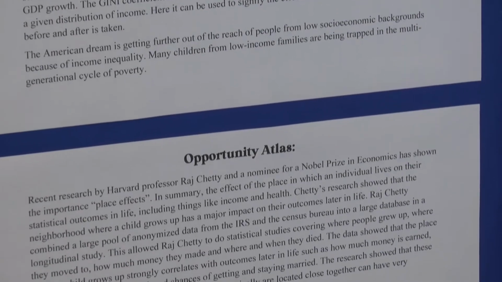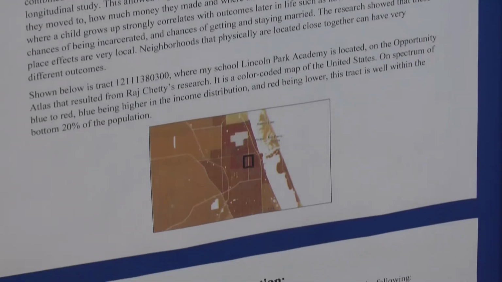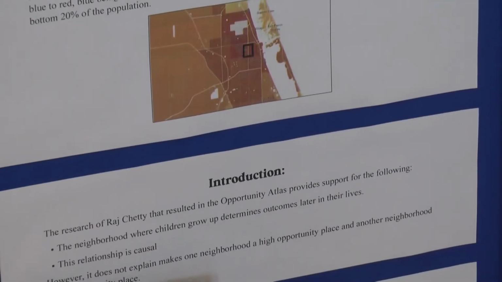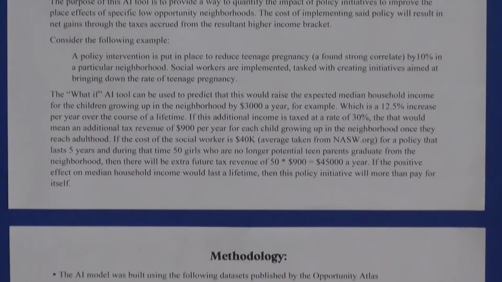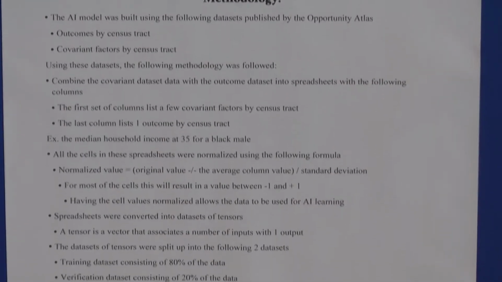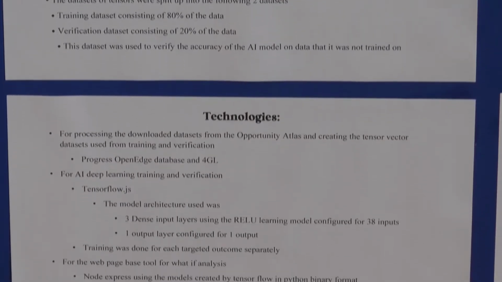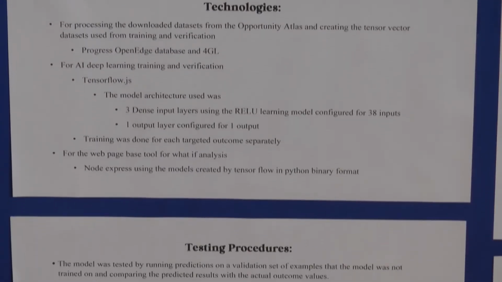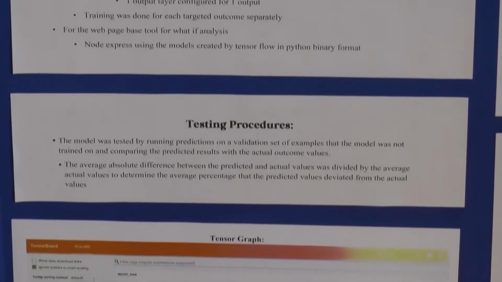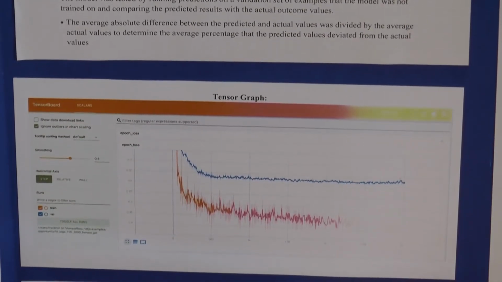So using this project and the machine learning tool created from it, we'll be able to quantify the impact of policy initiatives to improve the place effects of specific low-opportunity neighborhoods. The cost of implementing said policy will result in net gains through taxes accrued from the resultant higher income bracket. Widening income inequality is the defining challenge of our time. In advanced economies, the gap between the rich and poor is only widening.